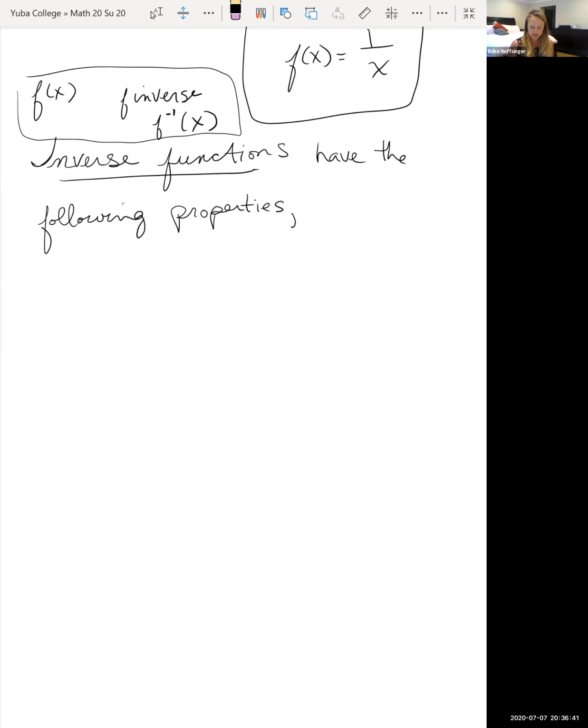So inverse functions have the following properties. Basically, if you take the composition of a function and its inverse, you'll get back x. It doesn't matter what direction. So if you took the composition of f inverse and f of x, you'll also get back x. So that has to hold true. And if you show one way, then as long as your math was okay, the other way should work. And I'm okay with you just showing one way. Other instructors might want you to show both ways.